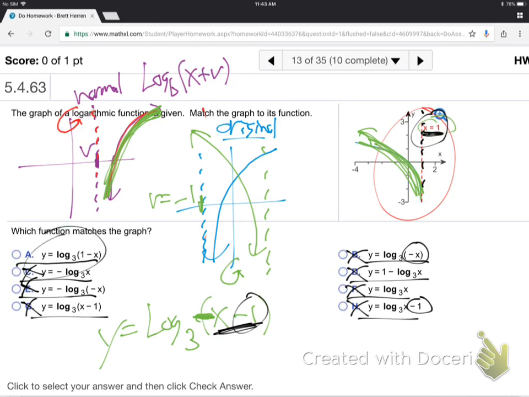So A it is. I don't even need to mess around. A is the only one that passed the test. He's got negative on the x. He's got a 1 in the parentheses. It's got to be A. We could plug in points to doubly verify, if it's a negative one or a positive one. Yeah, I would make a table.